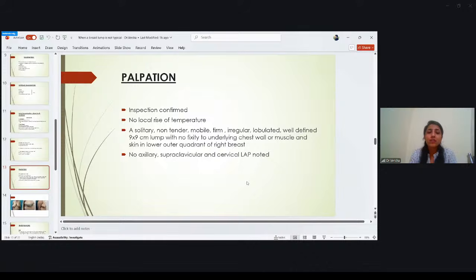We noticed a solitary, non-tender, mobile, firm, irregular, lobulated, well-defined 9 into 9 centimeters lump with no fixity to underlying chest wall or muscle and skin in lower outer quadrant of right breast. There was no axillary, supraclavicular, and cervical lymphadenopathy noted.